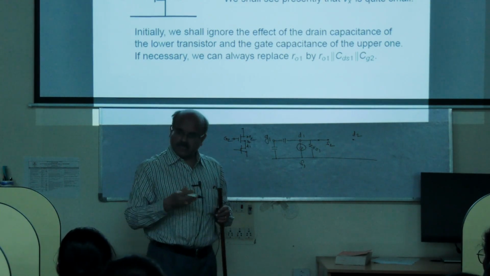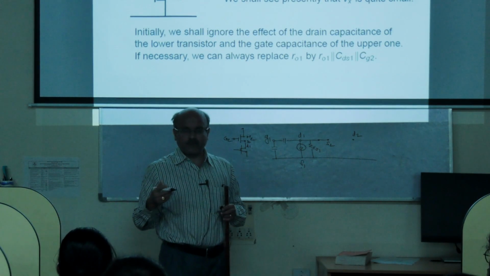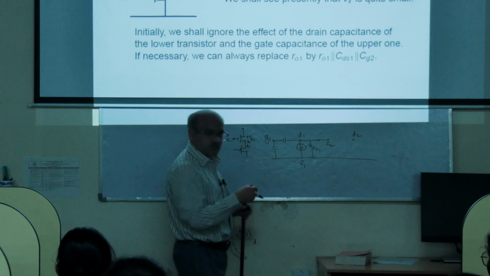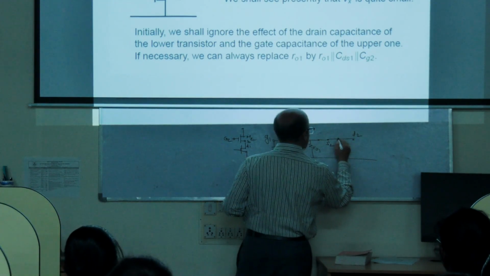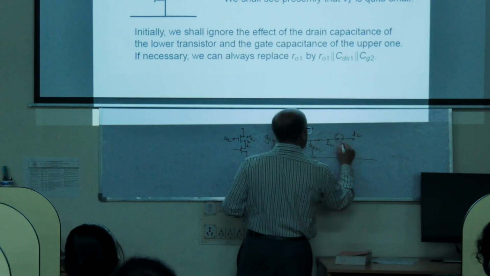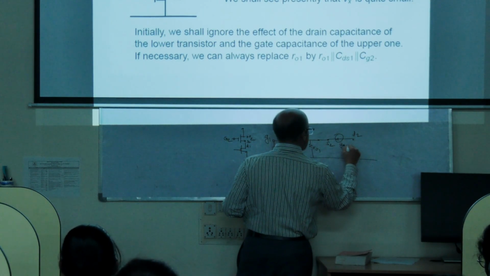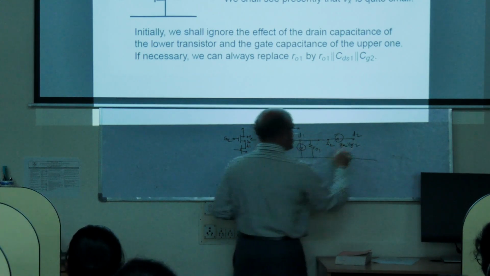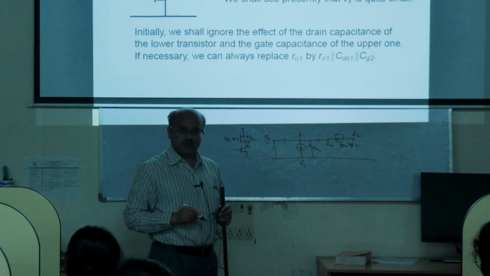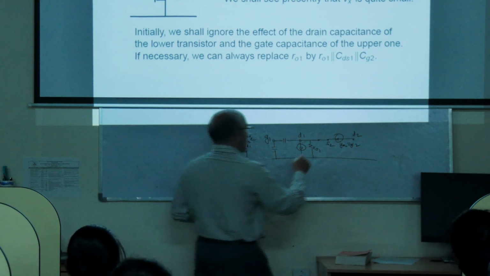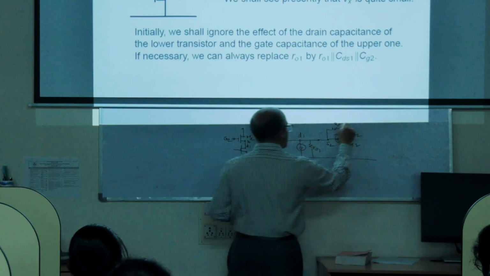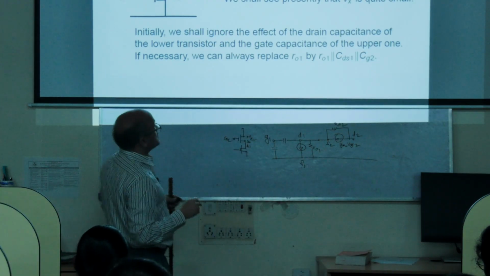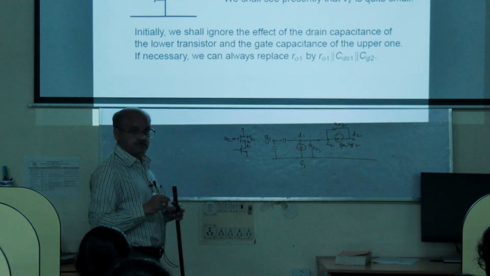So therefore the current is flowing from drain to source, right? So I should represent it from drain to source. This is GM2 VGS2, and parallel to this there will be a resistance R02.